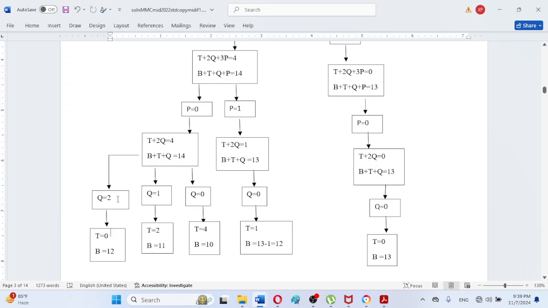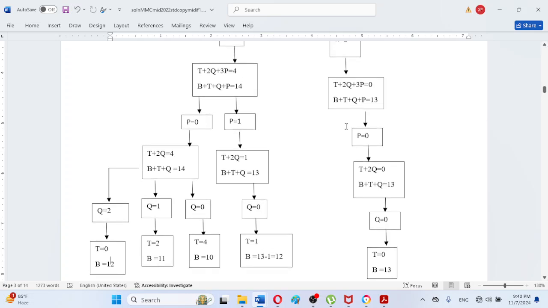And if we take the third value, q is equal to 2, so that will give t plus 4 is equal to 4. 4 minus 4 means t will be equal to 0, and the lower equation will give that b plus 2 is equal to 14. So 14 minus 2 will be 12. So binary links will be 12 in this manner. So in this way, 3 sets have been obtained while p is equal to 0 and all hexagonal links are also 0.